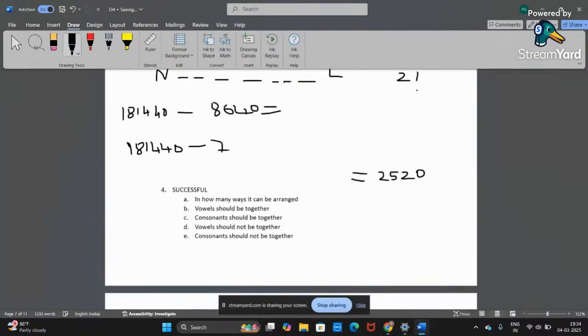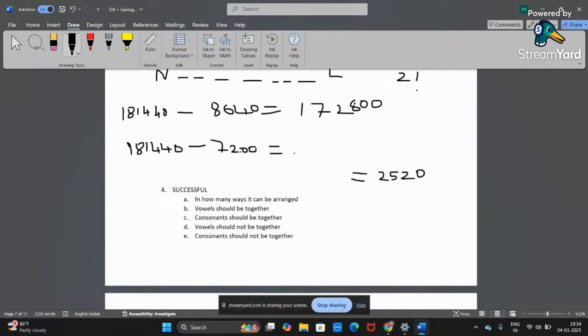So what is the answer for this? It is 17280 ways we can arrange with vowels not together. For the next one, we have to minus this with the number of ways consonants are together, so that we'll get the number of ways the consonants are not together.